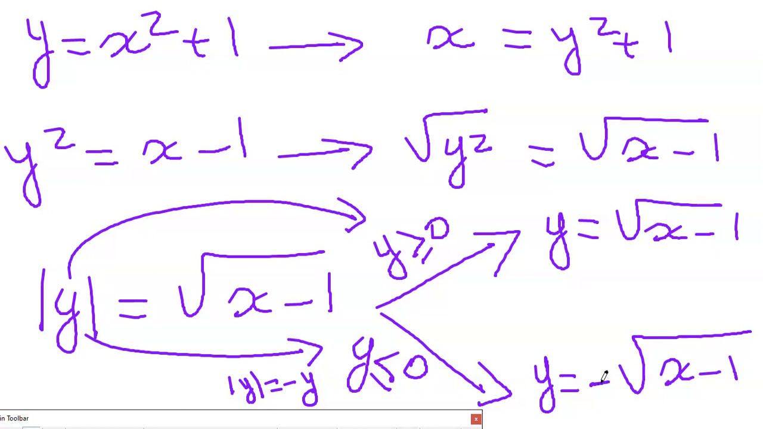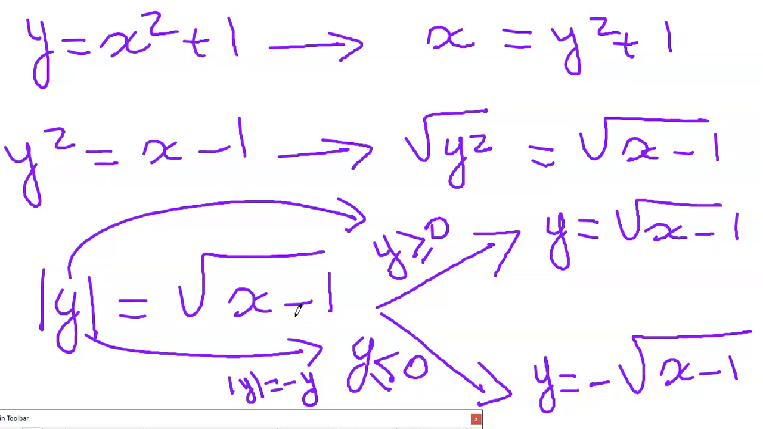That's why they mentioned here that you need to change, or restrict, the domain and the range to have the inverse as a function. Because if you write here plus or minus radical x minus 1, it means that it's a relation, it's not a function. We will see also why we say it's a relation, not a function.